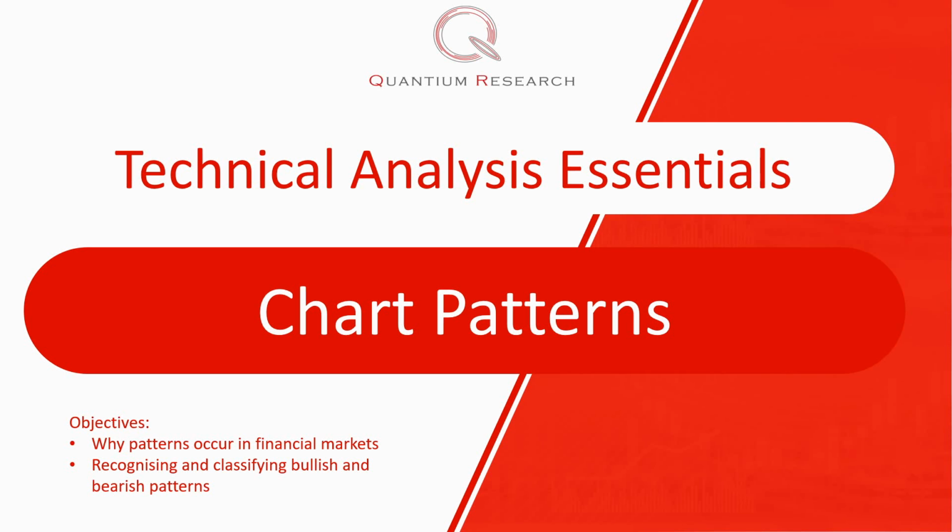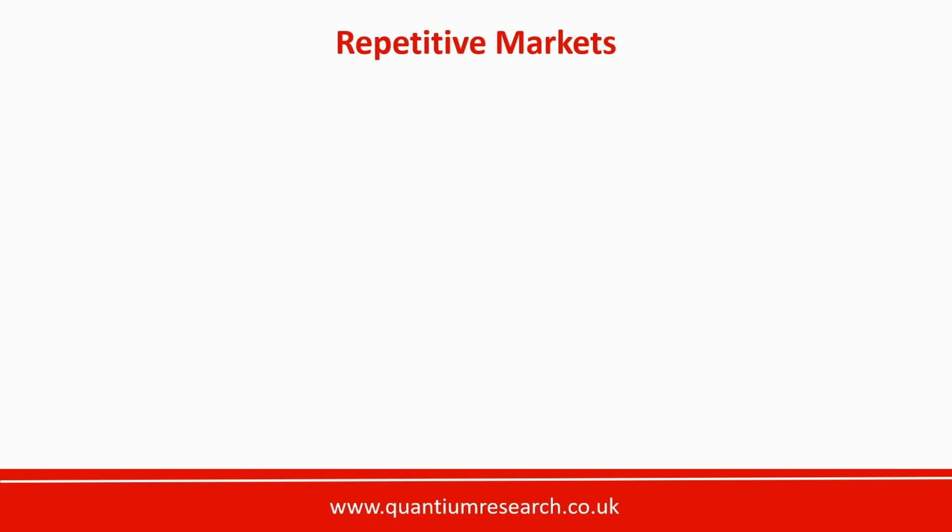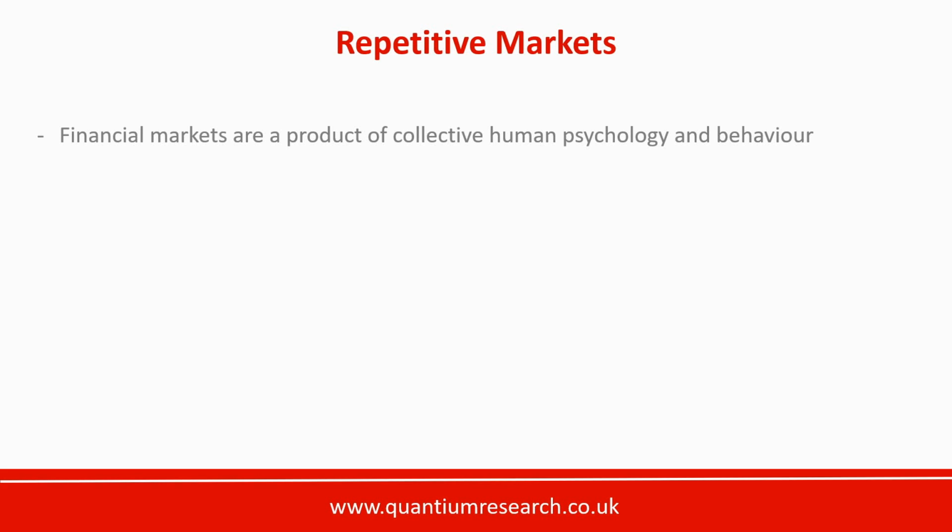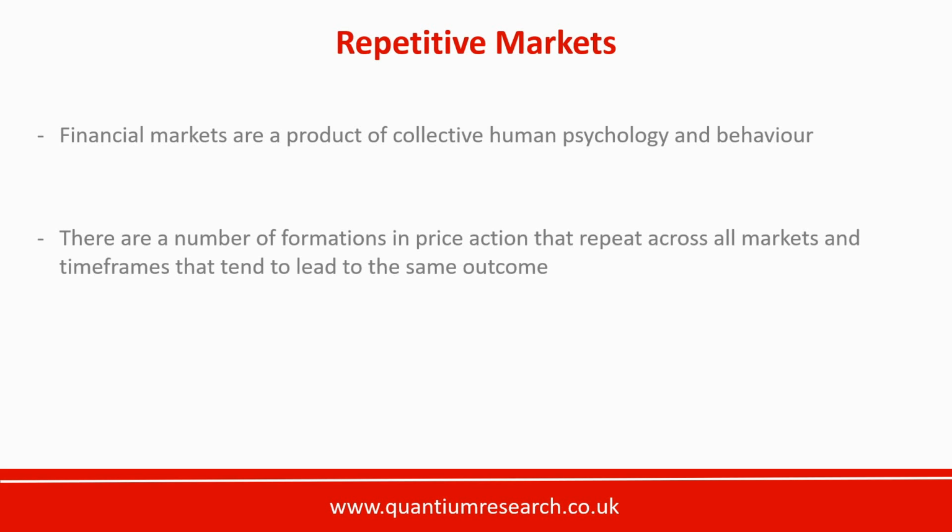To start to understand why chart patterns repeat throughout markets, it's important to grasp that financial markets are a product of mass human psychology and behavior. And because we're dealing with collective human psychology and emotions, the same patterns can repeat over and over again. There are some formations in price action that do repeat across all markets and on all time frames that have the tendency to lead to the same outcome.